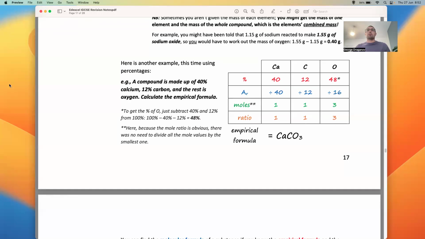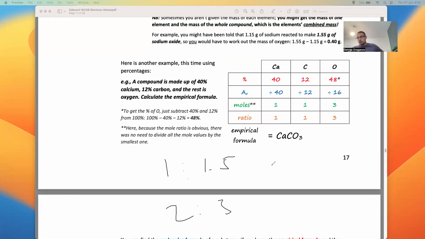Okay, so I'll just show you here. If you get, say, a ratio of 1 to 1.5 after you divide it by the smallest number, don't start rounding. You would now need to double it to get 2 to 3. So it basically becomes like maths. You're looking for the whole number ratio.